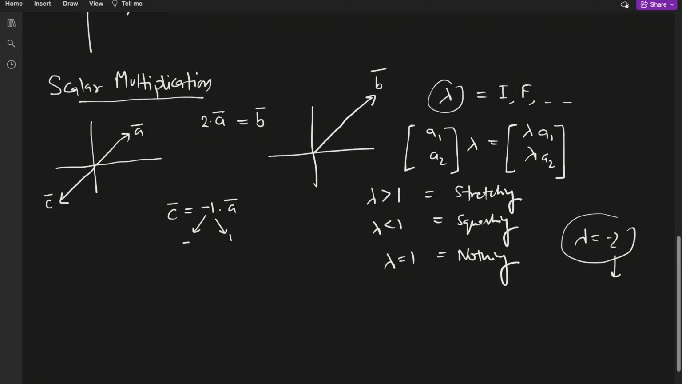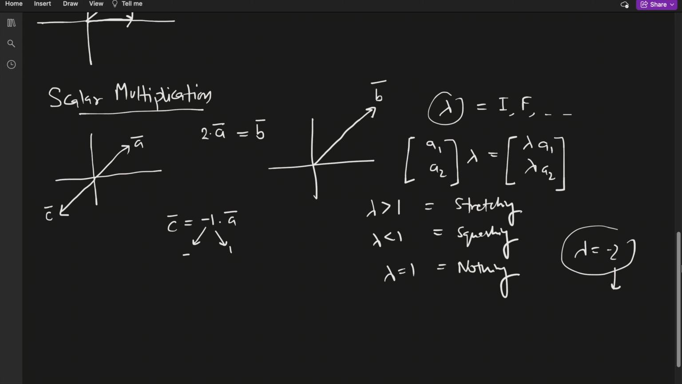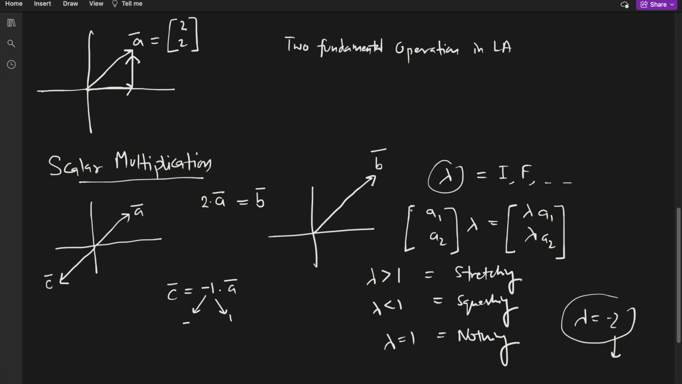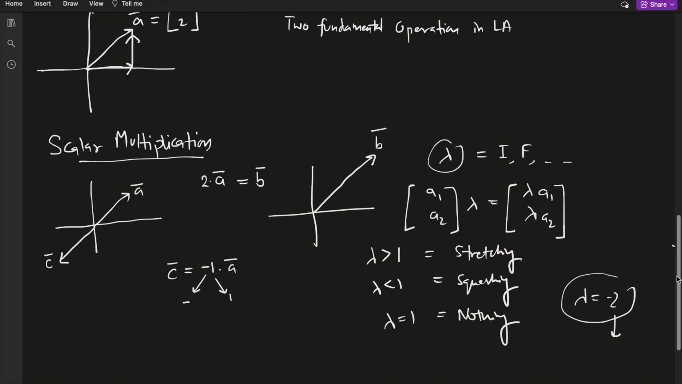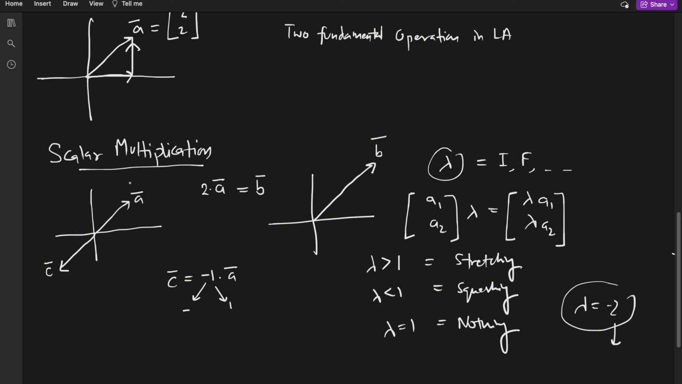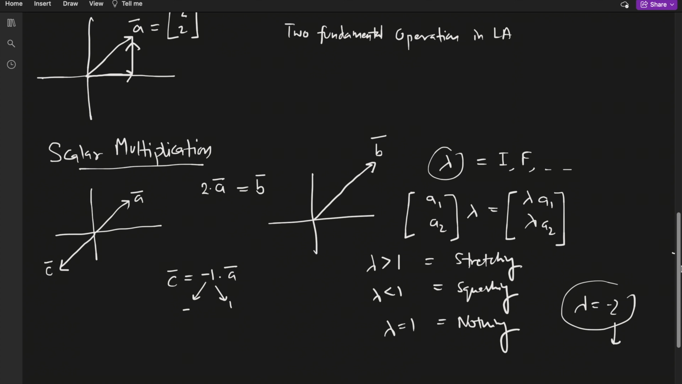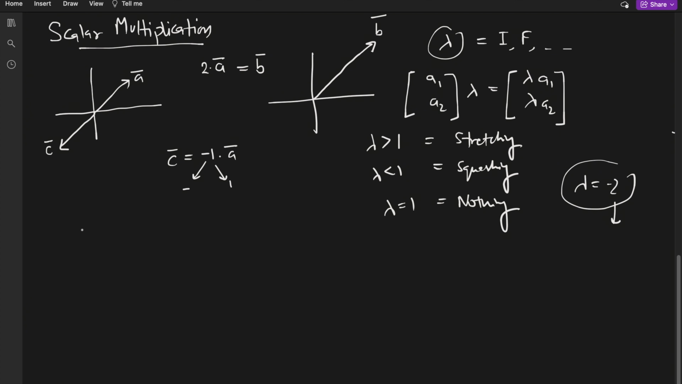Okay, so I think these two concepts are pretty basic and fundamental as well. It's very easy to understand both these concepts, both from the interpretation of a vector as an arrow, and also as a column vector, as a list of numbers.